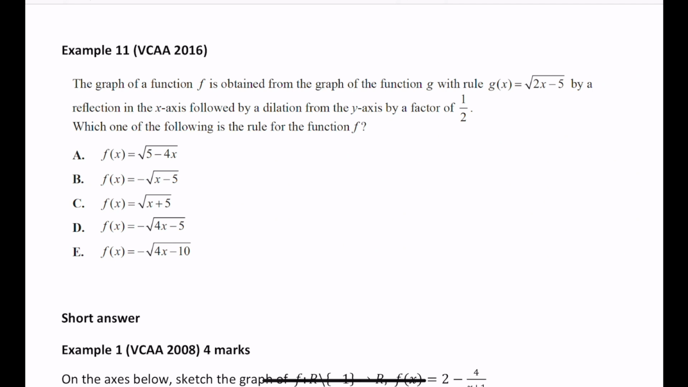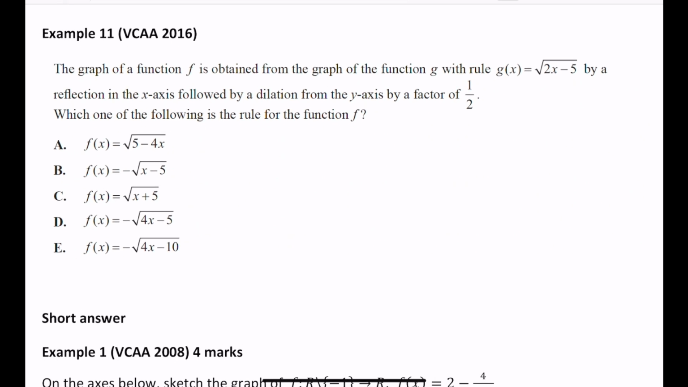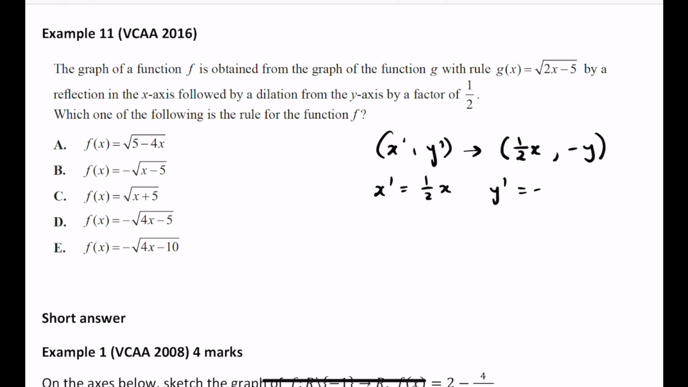Now, of course, you can go straight in and start putting in your values, but I can see that there's a dilation from the y-axis, which always worries me a little bit because I know that it's easy to make errors. So in this particular case, I might map it, because I have more confidence that I get that correct. So how do I get to my new x and my new y? Well, there was a dilation from the y-axis, which affects the x values, of a half, and then there was a reflection in the x-axis, which affects the y values. So I get x dash is equal to a half x and y dash is equal to negative y.